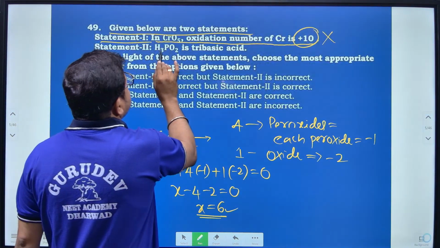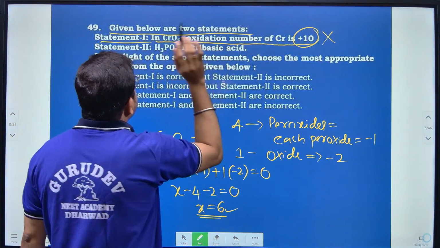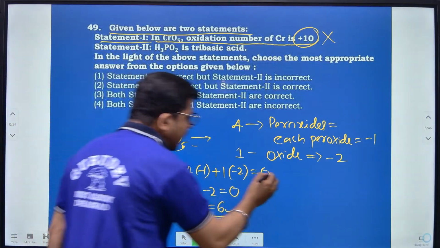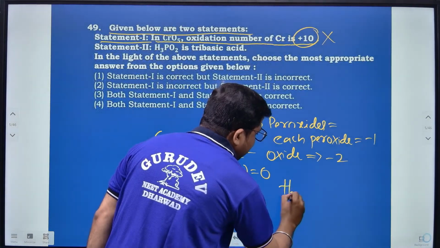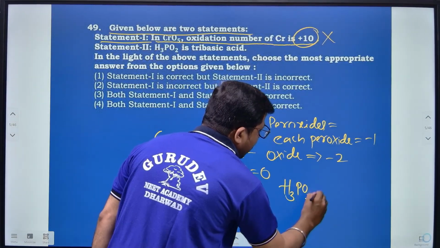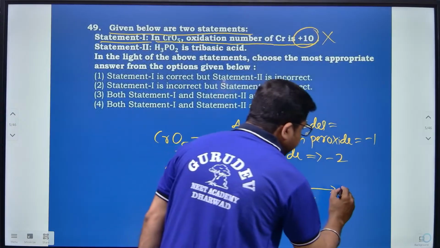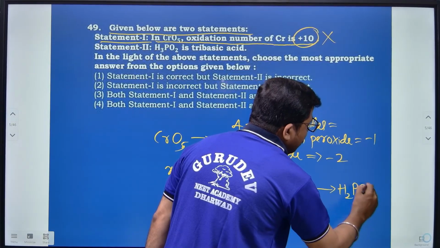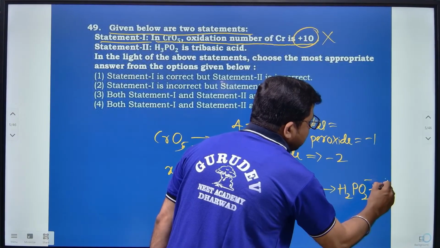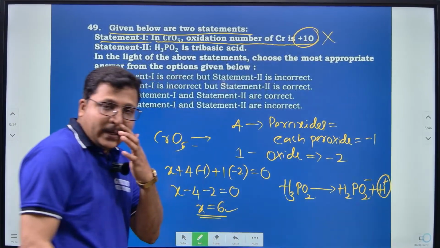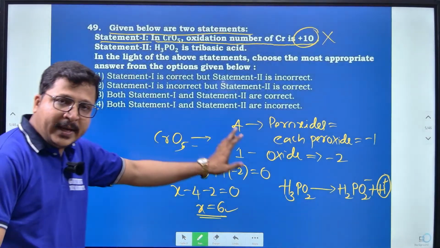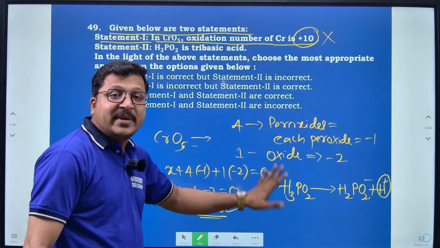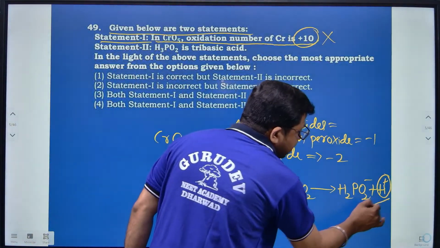Next, H3PO2 is a tribasic acid, statement 2 has given. Look here, H3PO2 on dissociation will give H2PO2 minus plus H plus. It releases only one hydrogen atom. Hence, it is not a tribasic acid. It is a monobasic acid.